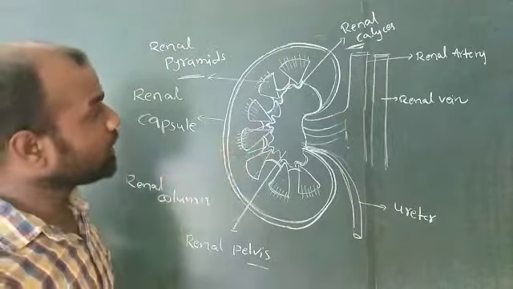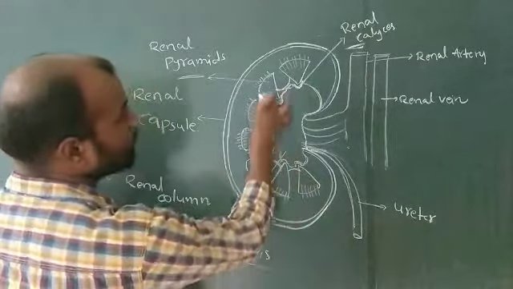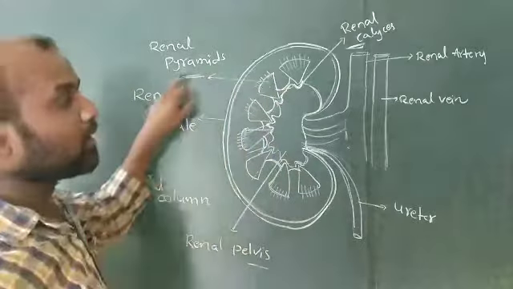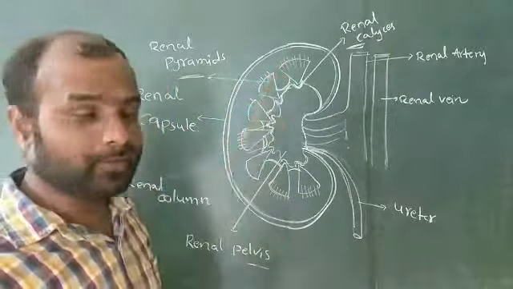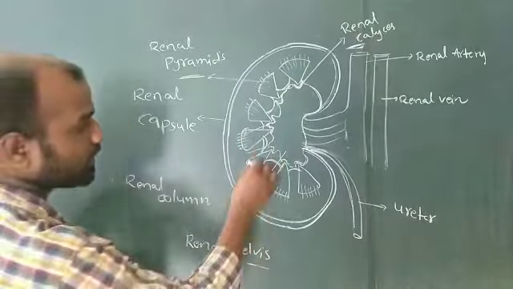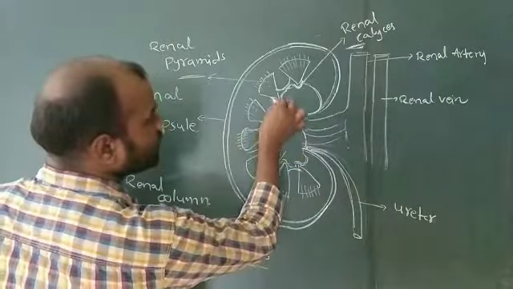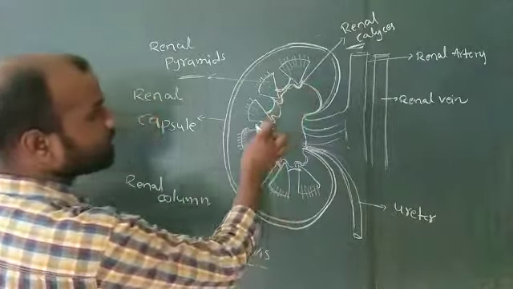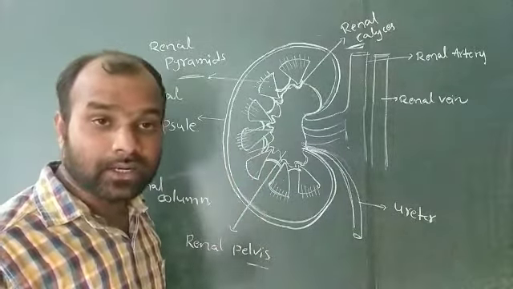Each kidney consists of conical shaped masses. These conical shaped masses are called renal pyramids. They are separated from each other with the help of the renal column. So this is called the renal column. Fine. So these renal columns separate the conical masses, the renal pyramids.